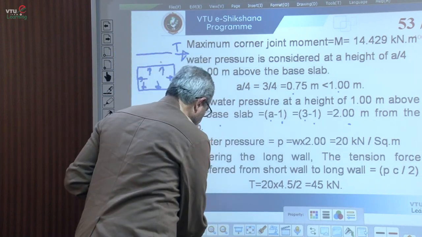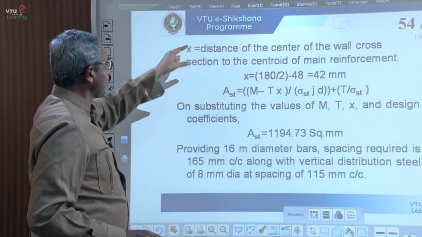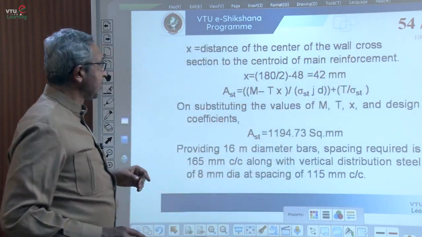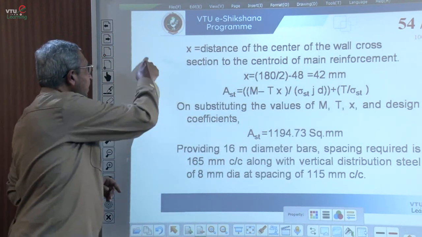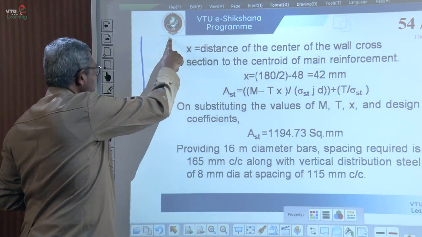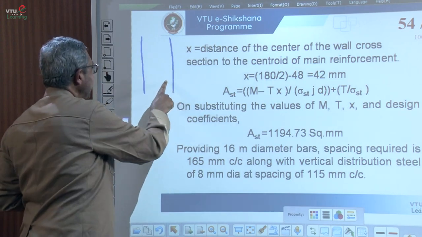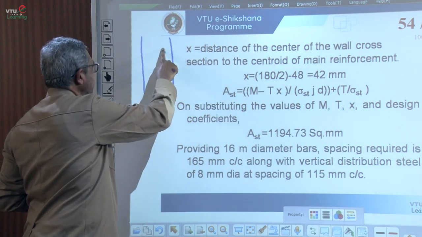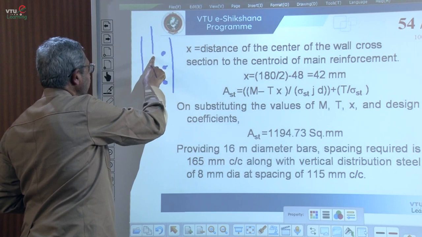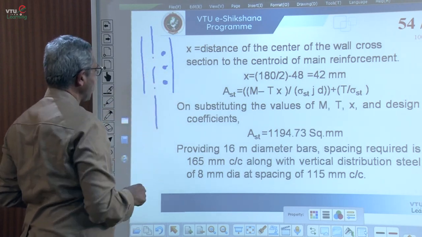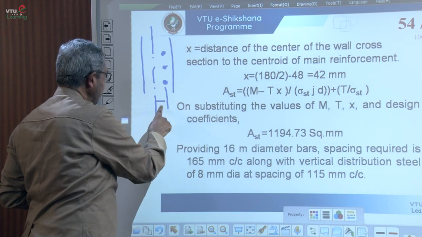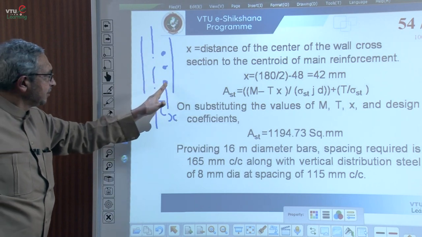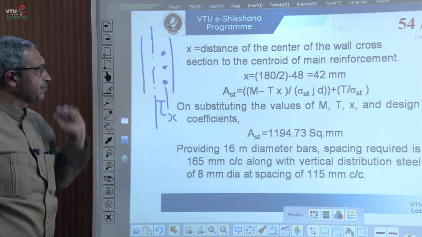So after getting this force, X is the distance from the center of the wall cross section to the center of the main reinforcement. I need to explain this. If this is your wall section, and this is your main reinforcement provided, and this is your axis of the wall, the distance between these two is known as X. The distance between the axis of the wall and the centroid of the reinforcement is called the distance X.